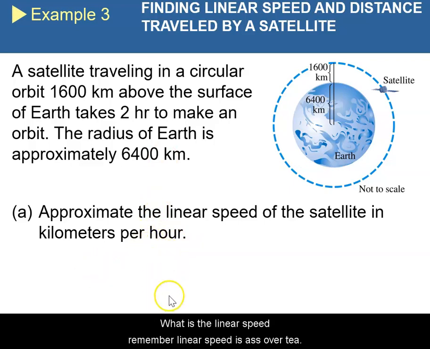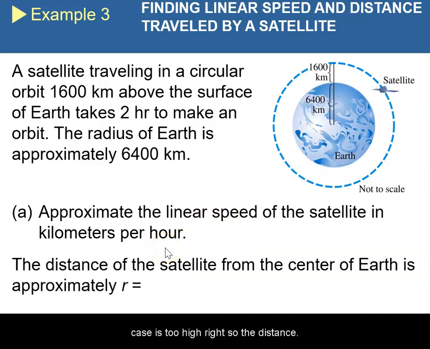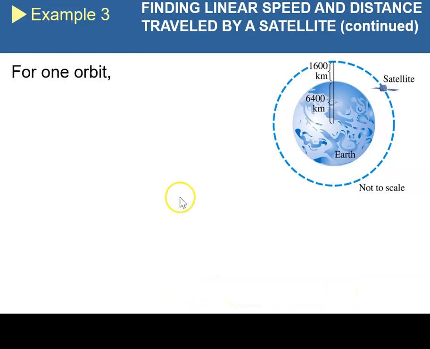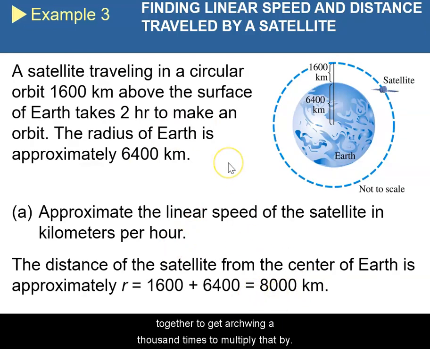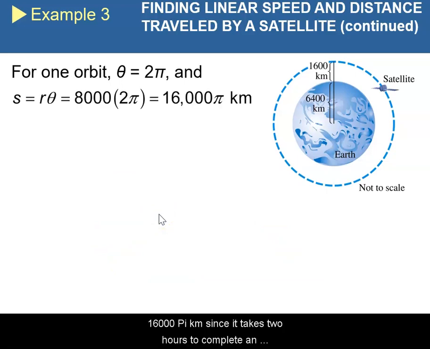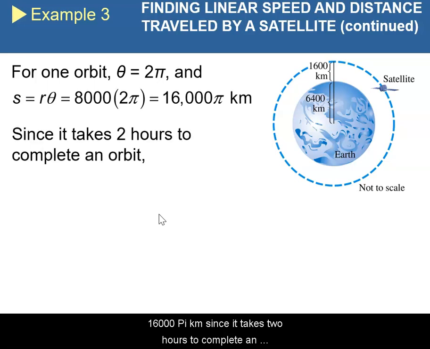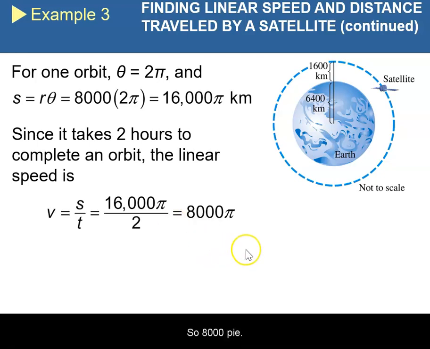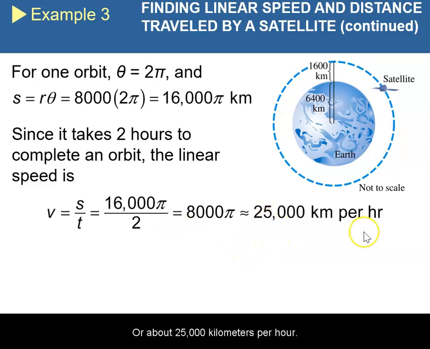Remember, linear speed is S over T. The time is 2 hours, and the arc length in this case is R times theta. The distance from the center of Earth is approximately R equals 1,600 plus 6,400, which is 8,000 kilometers for one orbit. Theta is 2 pi, so we multiply those two values together to get our arc length: 8,000 times 2 pi. We'll divide that by 2, which is our time. So S is R times theta, which is 16,000 pi kilometers. Since it takes 2 hours to complete an orbit, the linear speed is 16,000 pi divided by 2, so 8,000 pi, or about 25,000 kilometers per hour.